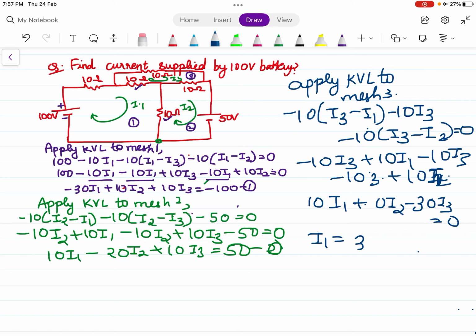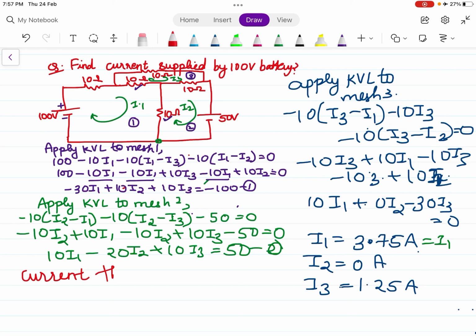So I1 equal to 3.75 amperes, I2 equal to 0 amperes, and I3 is 1.25 amperes. Current through the 100 volt battery is I1. So my final conclusion will be: the current through the 100 volt battery is I1, which is equal to 3.75 amperes.